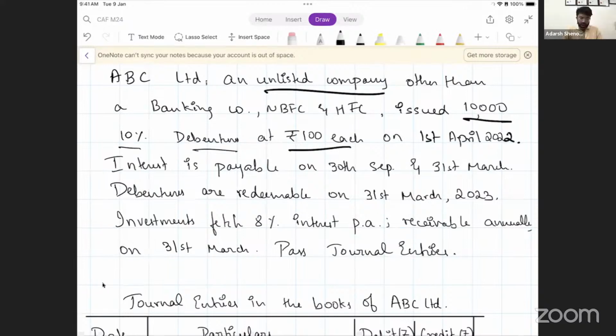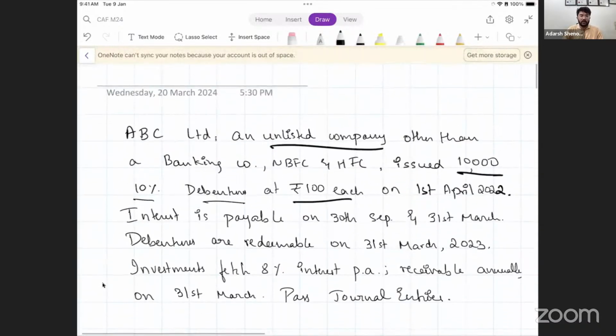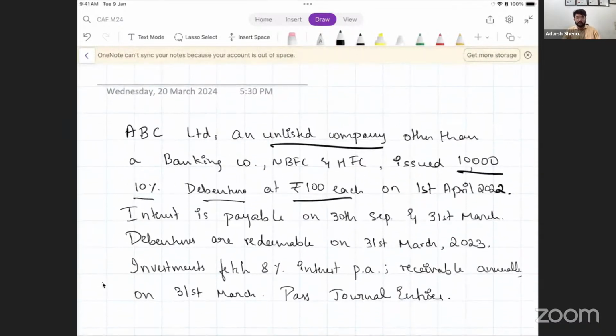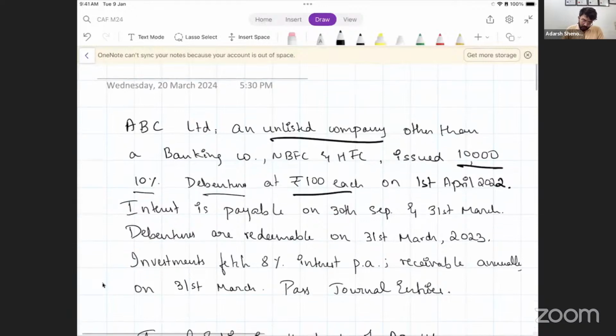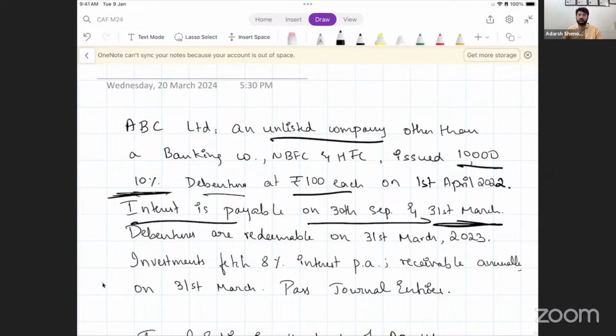So interest on debentures we will have to pay, plus we will have to receive interest on the investments that we just made, right? So look at the conditions over here. Interest is payable on 30th September and 31st March. So 10% interest on debentures we will have to pay, paid semi-annually, half yearly. So once in 6 months, on 30th September and 31st of March, we will pay the interest.